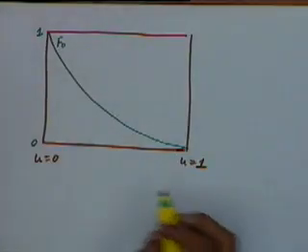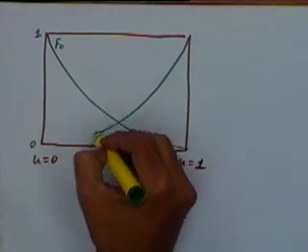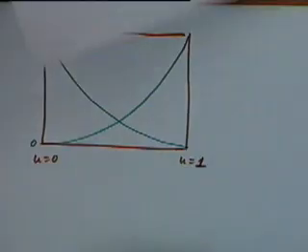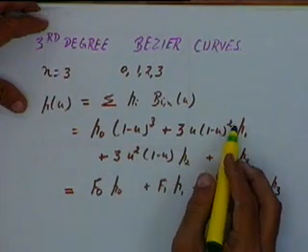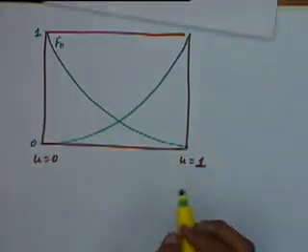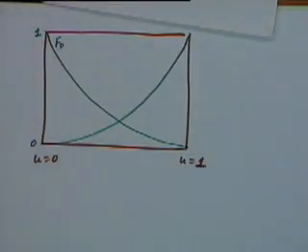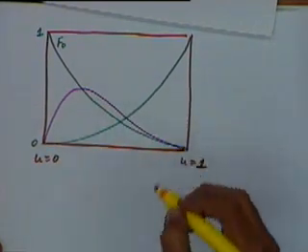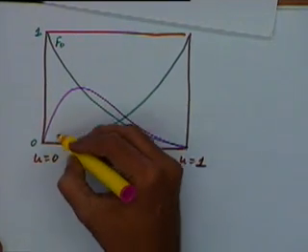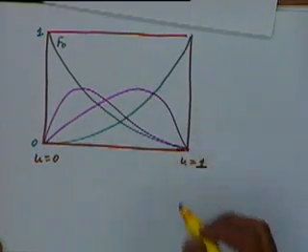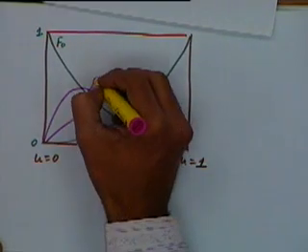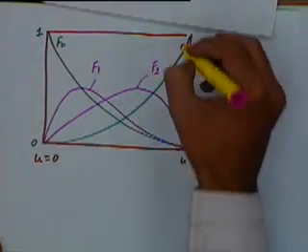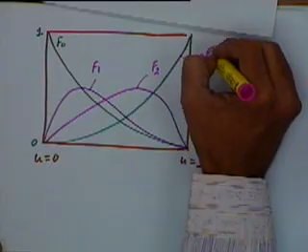So f3 would look like this. And f1 is 3u into (1 minus u) squared. So f1 looks something like this, and f2 would look something like this. This is f1, this is f2, and this is f3.